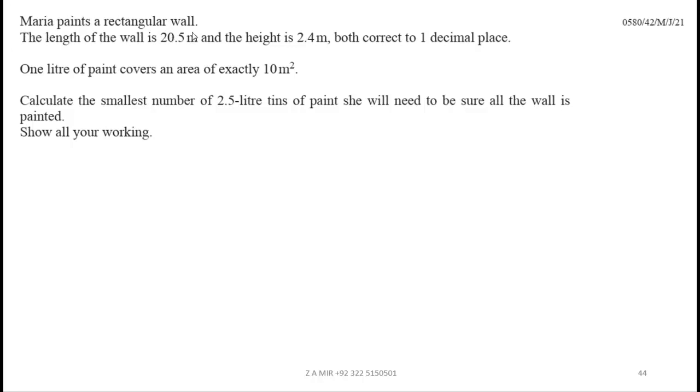Maria paints a rectangular wall. The length of the wall is 20.5 meters and the height of the wall is 2.4 meters, both correct to one decimal place. So these are the rounded figures.